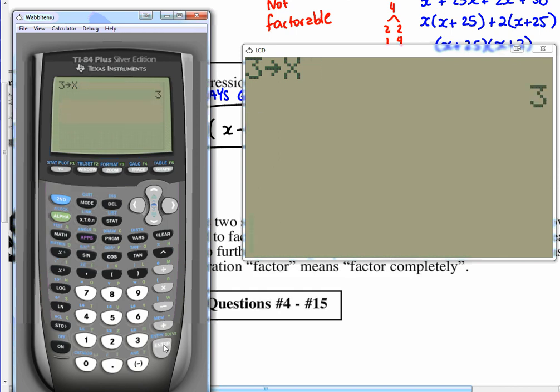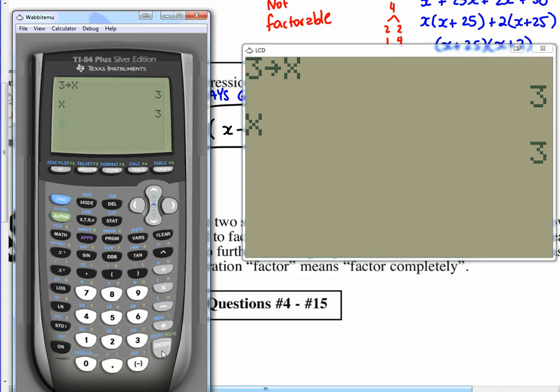We're good there? What we just did is we stored your X as 3. Your calculator is registering X as 3, even if you push clear. You have to reset.